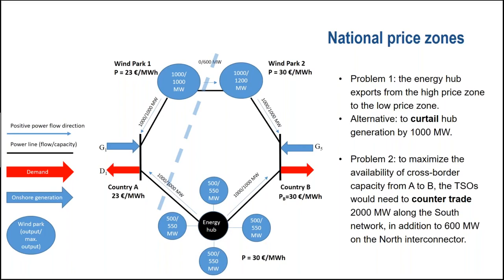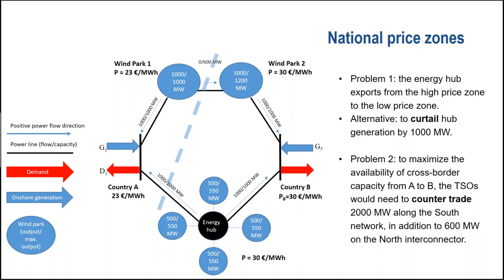Question number one is, who's going to pay the difference? Because the wind generators receive a price of 30, but half their power is sold only at a price of 23. Does the grid operator or does someone else need to provide this price difference? Alternatively, if we don't want to flow from the energy hub to country A, we could curtail the energy hub by another 1,000 megawatts, basically cut half its output. Then we would not see this flow from the high price to the low price zone, but we would also not be using our offshore wind system very efficiently.